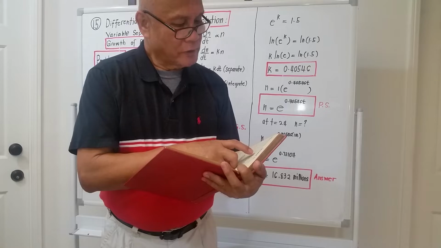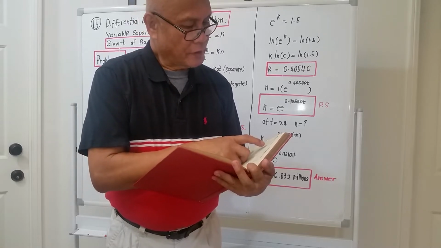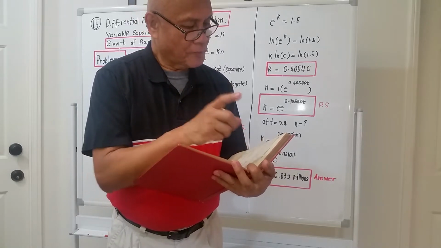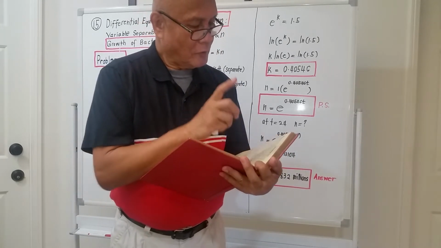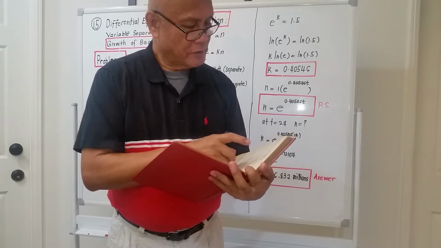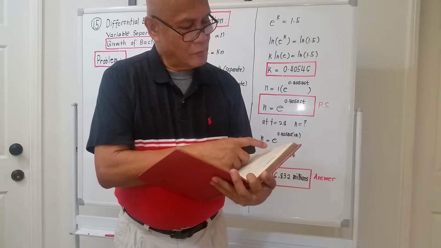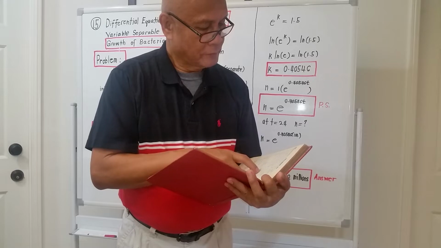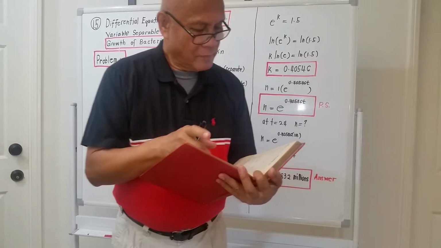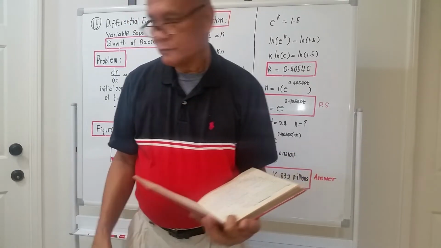Under favorable conditions, the rate of growth of bacteria is proportional to their number. If a colony of bacteria increases from 1 million to 1.5 million in 1 hour, what will be their number after 24 hours?